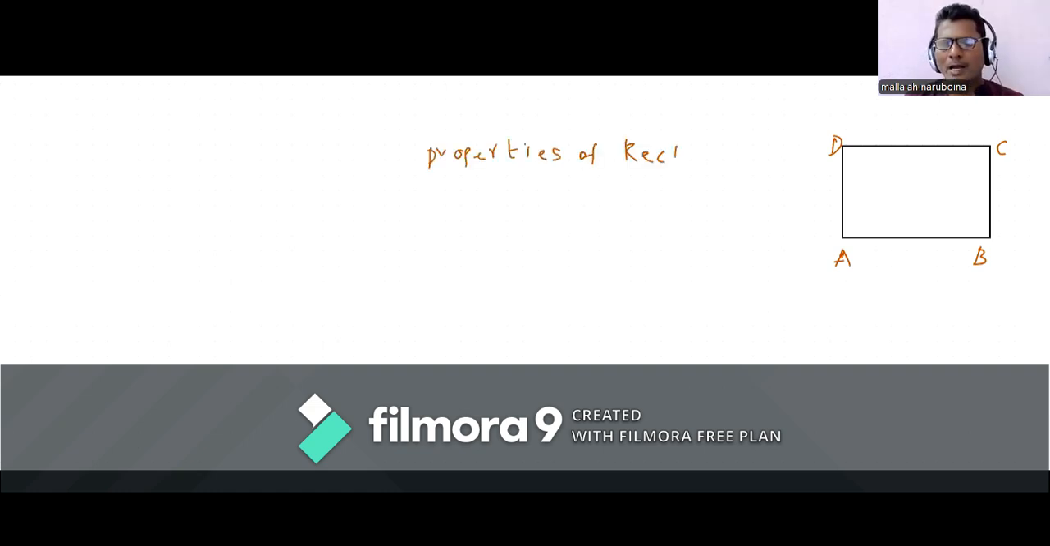To find the area of a parallelogram, we use the base into height formula. Base into height. Let us discuss properties of rectangle. In a rectangle, opposite parallel sides are equal. That means side AB is parallel to side CD.